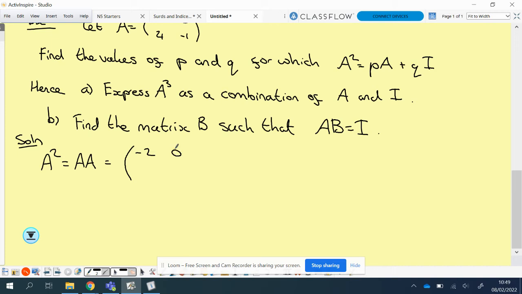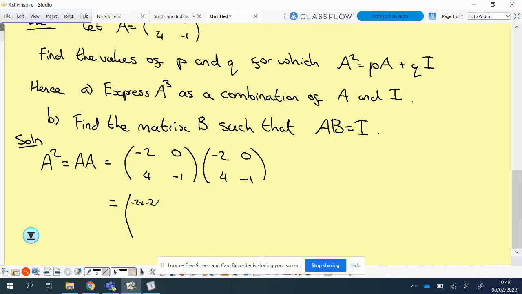[-2, 0; 4, -1]. I need to multiply [-2, 0; 4, -1]. So that's the matrix multiplication there. Remember, we need to do multiplication like that. We can't just square the actual numbers in our matrix. So, first row times the first column: we'll have -2 times -2, plus 0 lots of 4, well that's just 0.